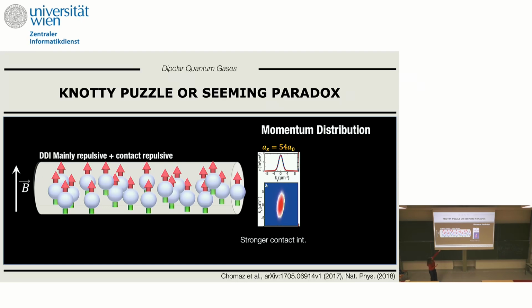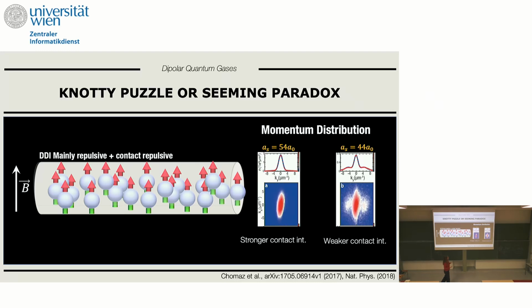But then we thought, let's decrease a little bit the contact interaction. Still everything is repulsive. And what we saw, and this was really shocking in our experiment, was the appearance of another type of momentum distribution. You see, it's very different. You have a central peak and two side peaks that are exactly at the same distance from 0.